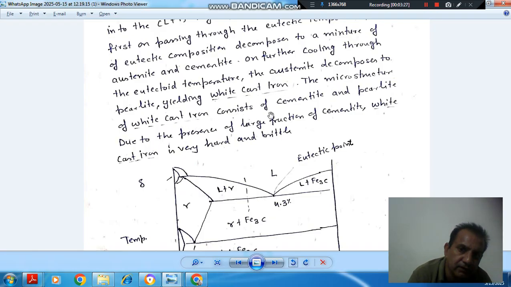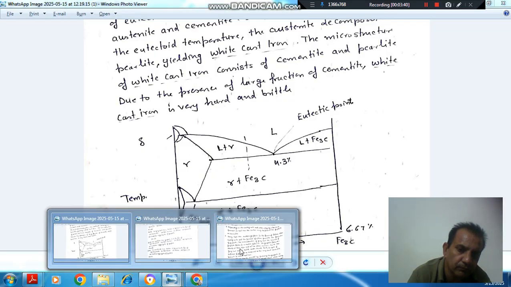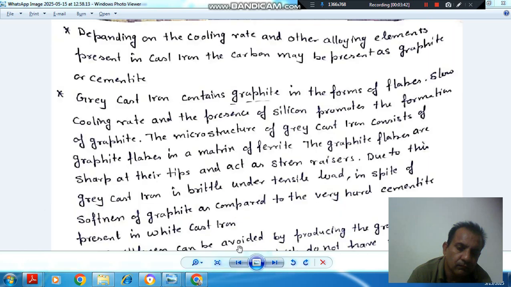Microstructure of white cast iron consists of cementite and pearlite. Due to presence of large fraction of cementite, white cast iron is very hard and brittle. So this is the main point: white cast iron is very hard and brittle. Now next point. Depending on the cooling rate and other alloying elements present in cast iron, carbon may be present as graphite or cementite.